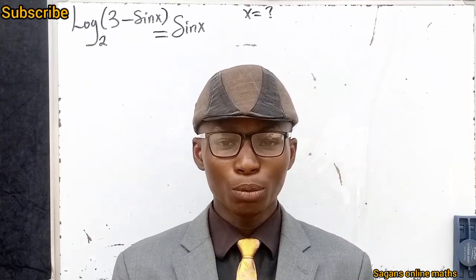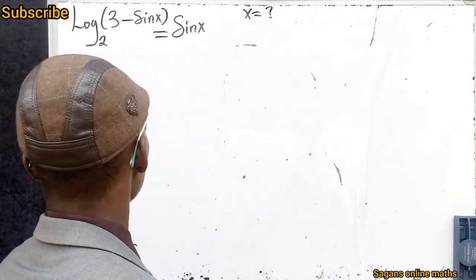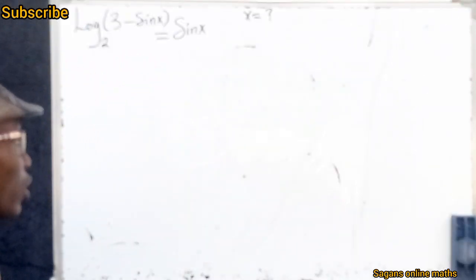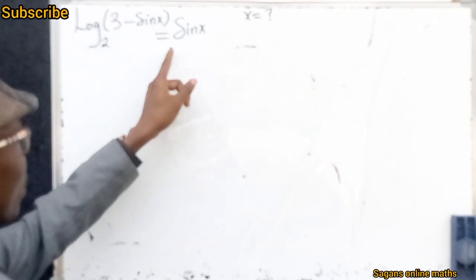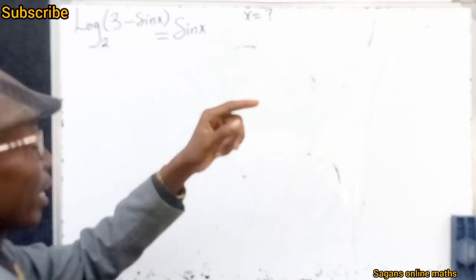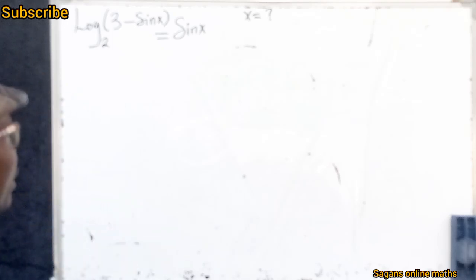Let's solve this simple question on the board. Now look at what you are given. We are going to solve ln(3 minus sin x) base 2 is equal to sin x, sorry. We are asked to look for the value of x. This question is as simple as ABCD.